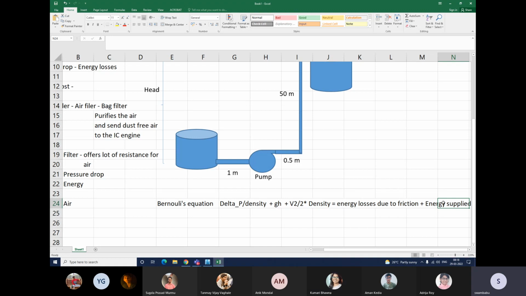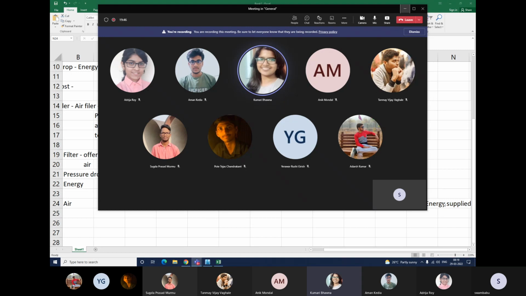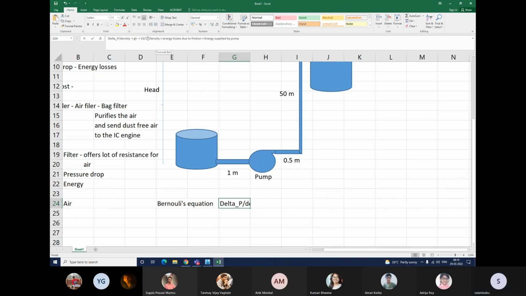Sir, we have already divided by density, so there should not be one more extra density term in the third term. It should be V square by 2, because we have written delta P by density. Yeah, here no density term. Correct. Thank you. Yeah, no density term will be there.